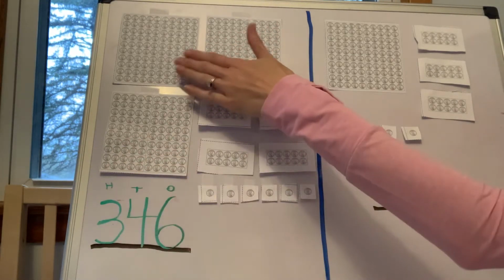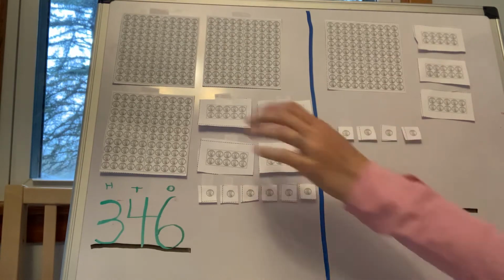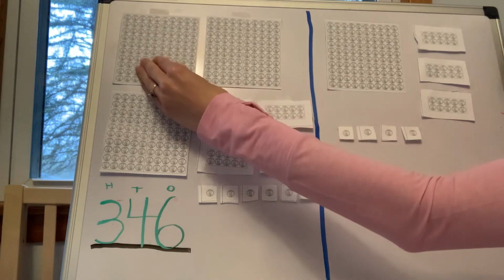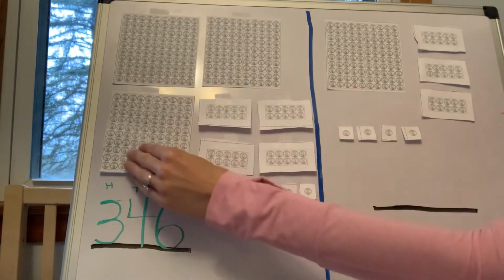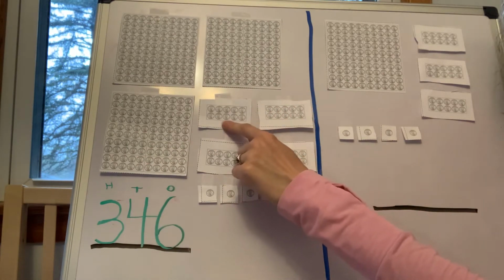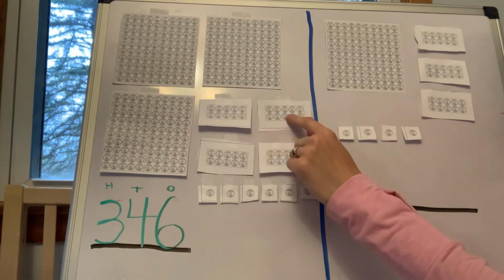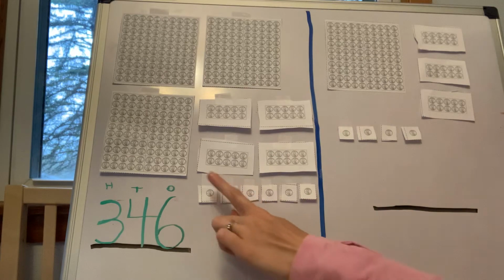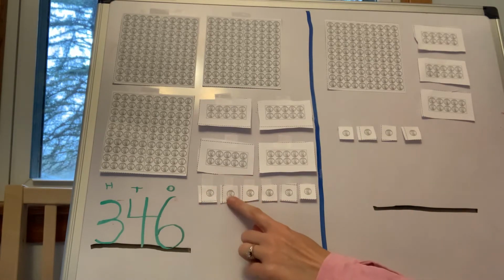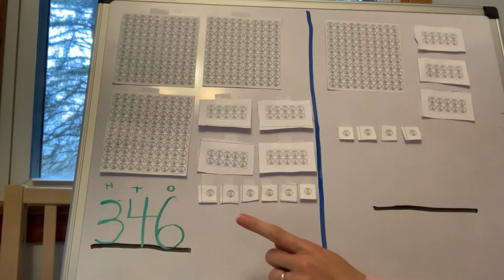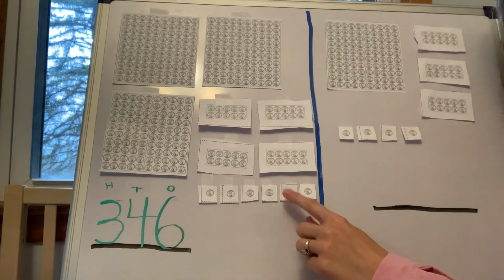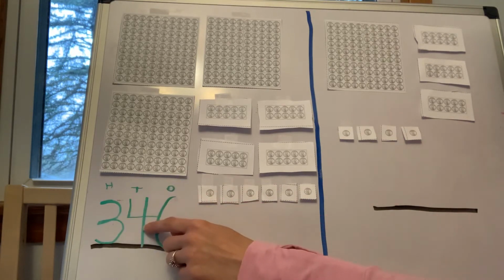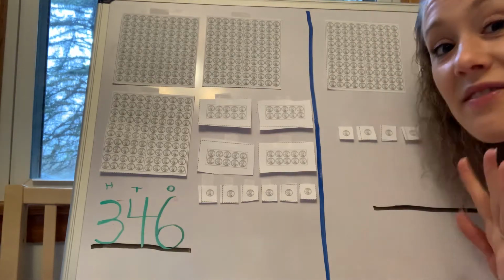Let's count to find out. Count by hundreds, tens, and ones. We're gonna have to switch twice. Switch to counting by tens, switch to counting by ones. Count with me, ready? Go. 100, 200, 300, switch. And now we're counting by tens. 310, 320, 330, 340, switch. 341, 342, 343, 344, 345, 346. Nice job.